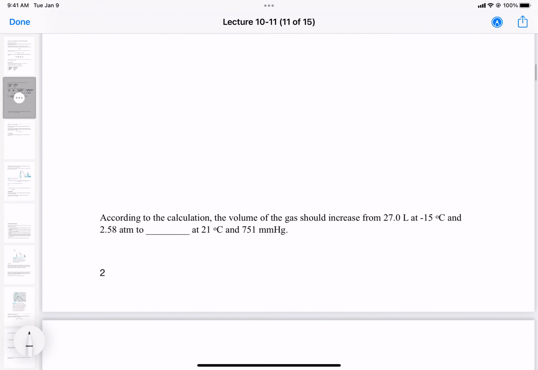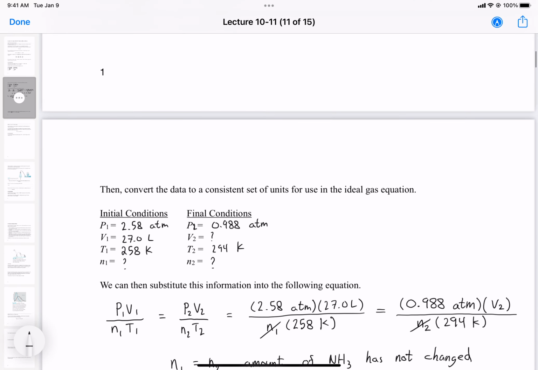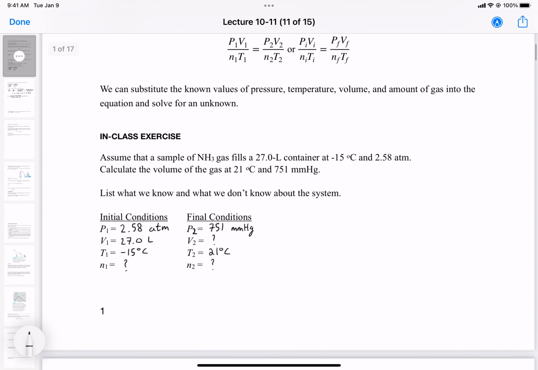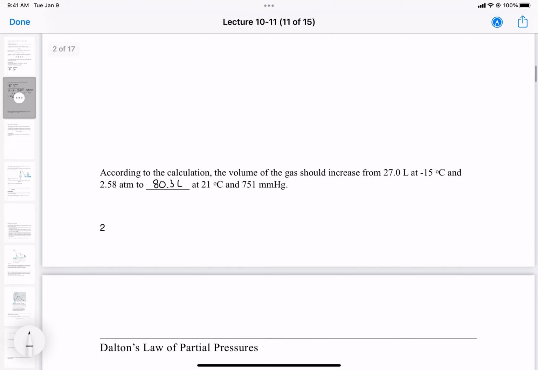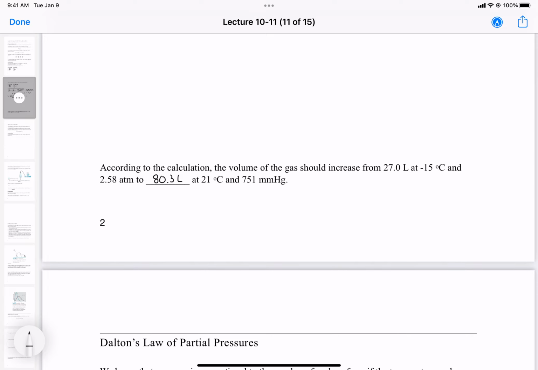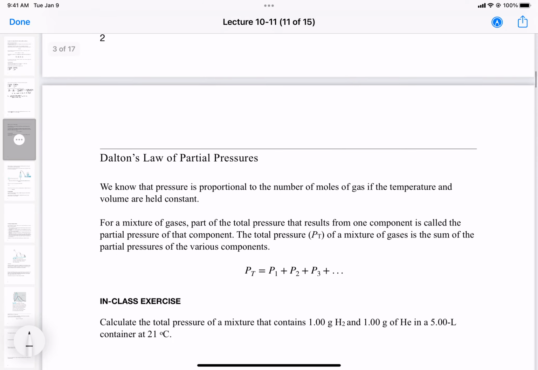All right, so let's answer this question here. According to the calculation, the volume of the gas should increase from 27.0 liters at negative 15 degrees Celsius and 3 atm to 80.3 liters at 21 degrees Celsius and 751 millimeters of mercury. Okay? So that's how we would finalize our answer here. Okay. Let's move on.